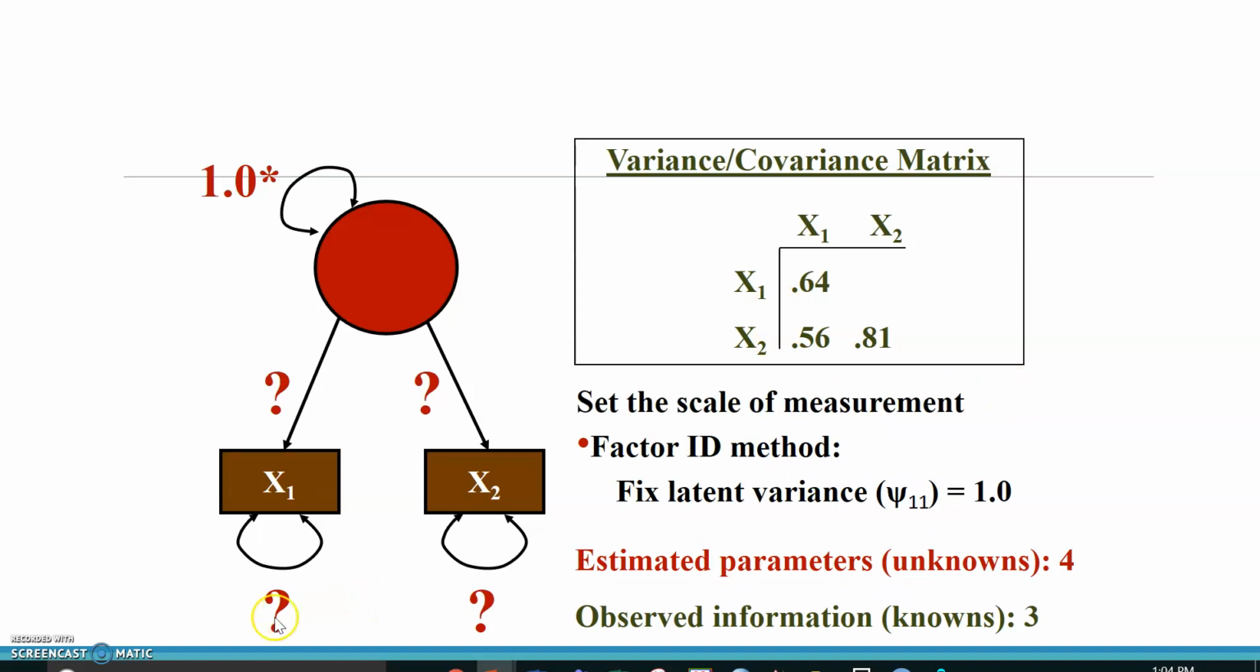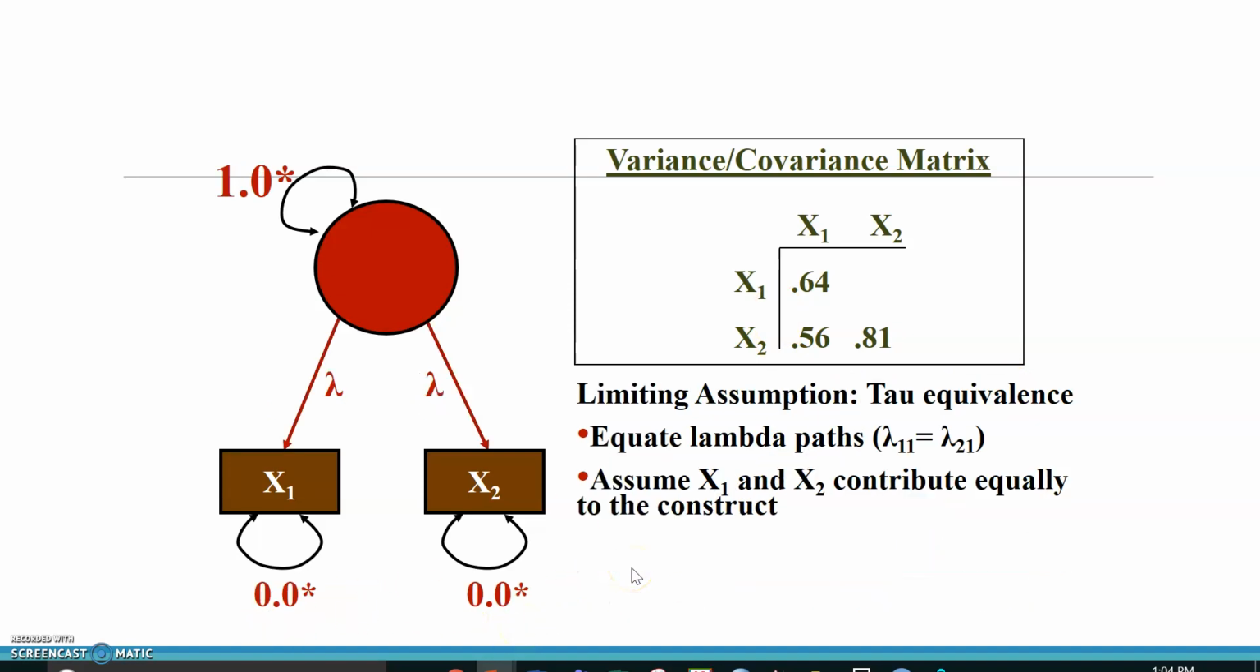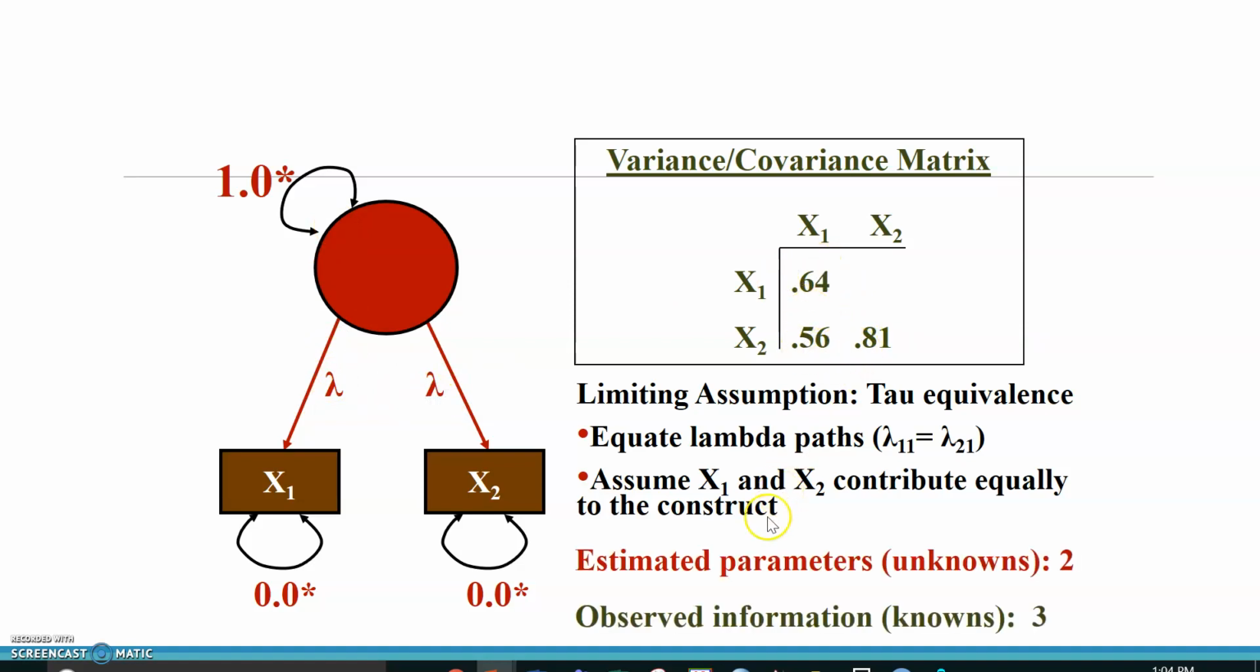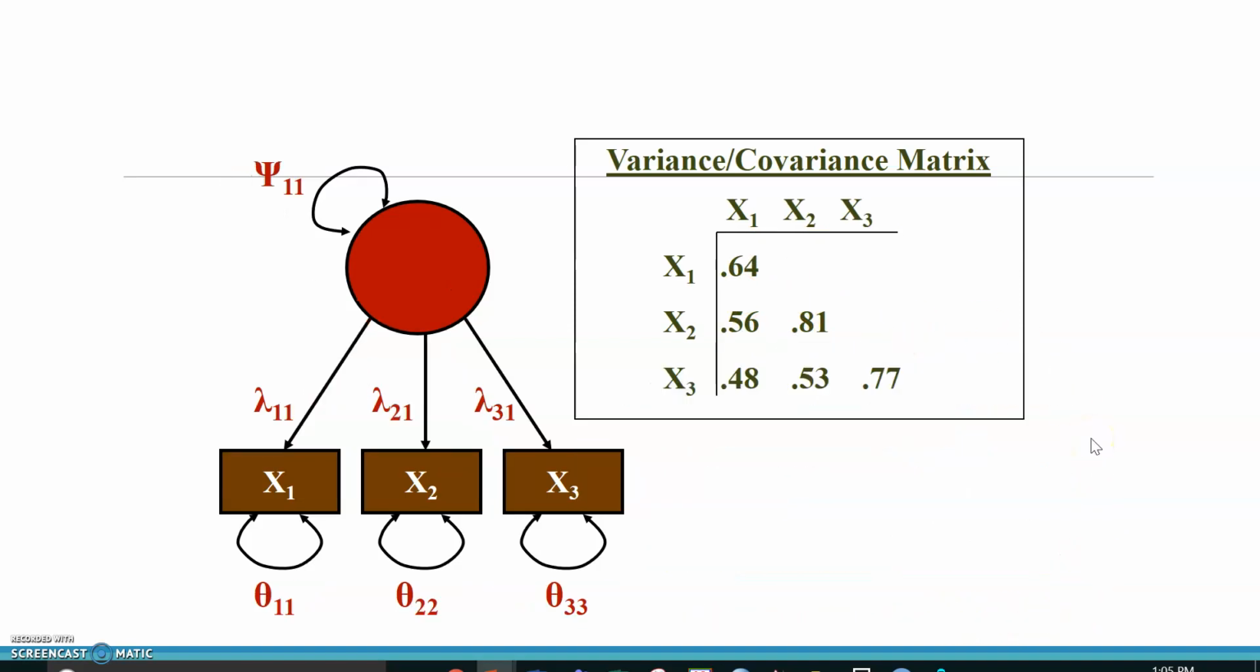So here, what we could do is lock some other things. And we could set our error terms here to 0 and lock this one. And now we're over-identified because I'm estimating 2 things and I have 3 pieces of data that I know. In which case my estimated parameters are 2 and my observed information up here is a 3.